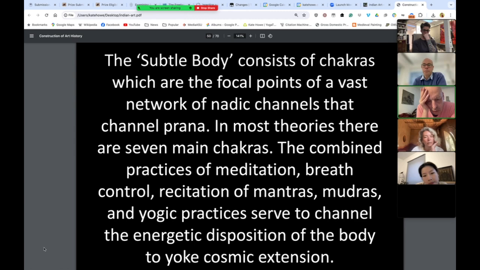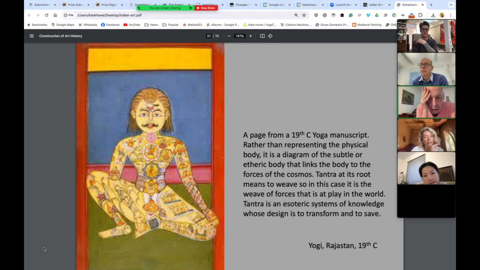Next. A great image. A page from a 19th century yoga manuscript. Rather than representing the physical body, it is a diagram of the subtle or etheric body that links the body to the forces of the cosmos. Tantra at its root means to weave, so in this case it is the weave of forces that is at play in the world. Tantra is an esoteric system of knowledge whose design is to transform and to save. So one of the translations of Tantra is knowledge that saves.